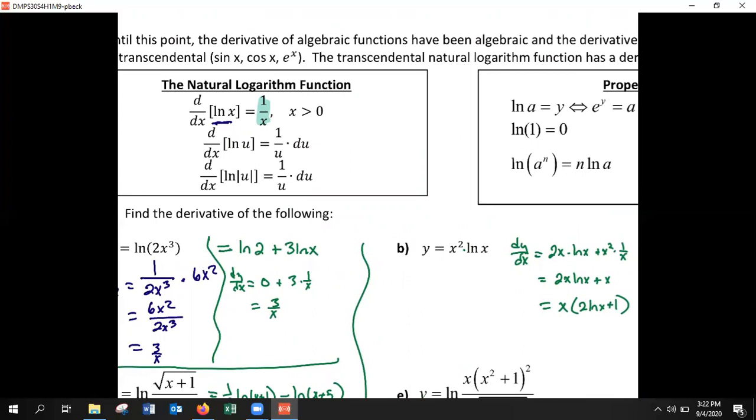Now, most of the time we don't just have an x inside that natural log, we have a function. So the derivative is 1 over what's inside times the derivative of what's inside. A lot of times written as du over u.